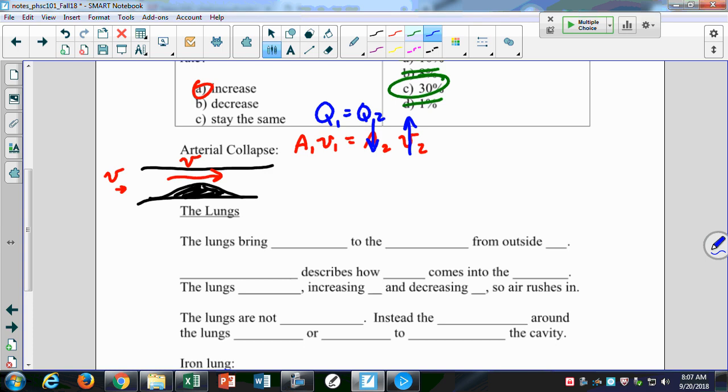There's a principle called Bernoulli's principle, and your book doesn't talk about this, but you need to know it in order to understand the arterial collapse, and it's just kind of cool. Bernoulli's principle says a lot of stuff, but one of the results of Bernoulli's principle is that if the velocity goes up, the pressure goes down.